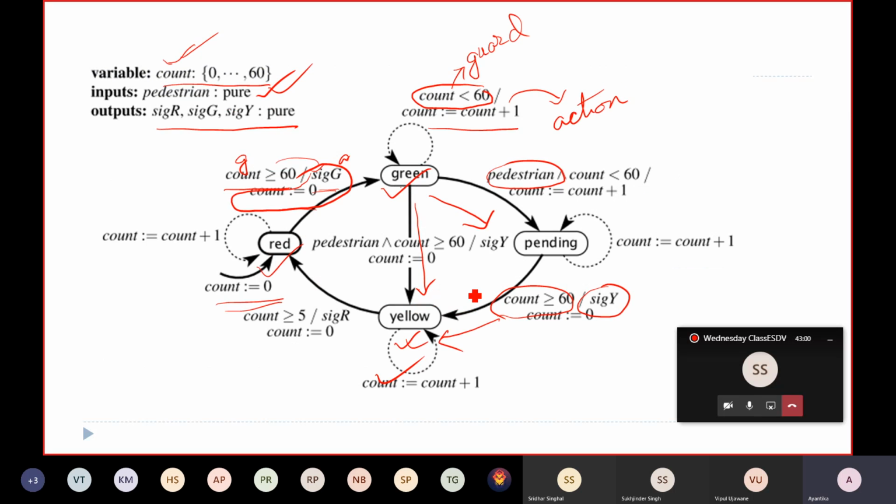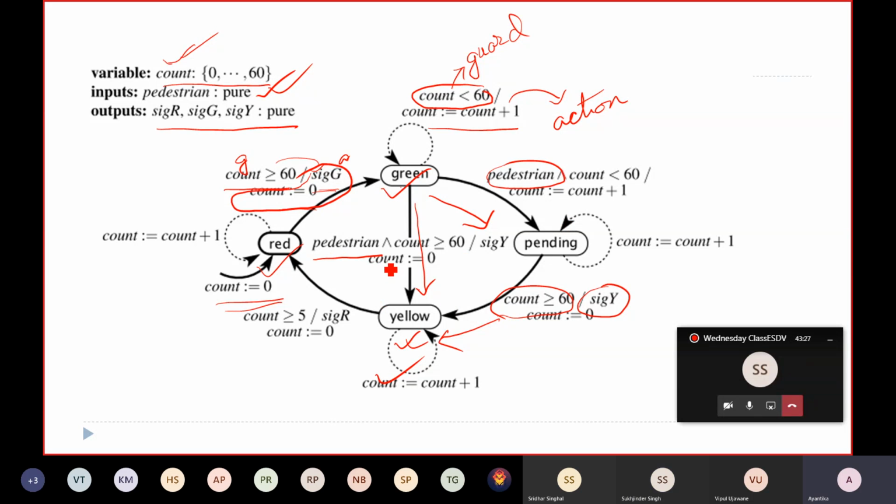Based on that, when it is green and the count is less than 60, it is checking whether any pedestrian input is there. So that pending part is completed. Otherwise, when it is less than 60, it can move up to this yellow, and count pedestrian and count gear. See here, this is the change.